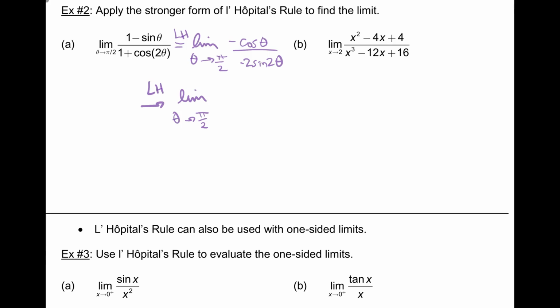The derivative of negative cosine theta is sine theta. And the derivative of negative 2 sine 2 theta is negative 4 cosine 2 theta. Now let's try plugging it in. Can you read that? I'm just confused as to how you got that. The chain rule. The derivative of sine is cosine, and the derivative of 2 theta is 2.